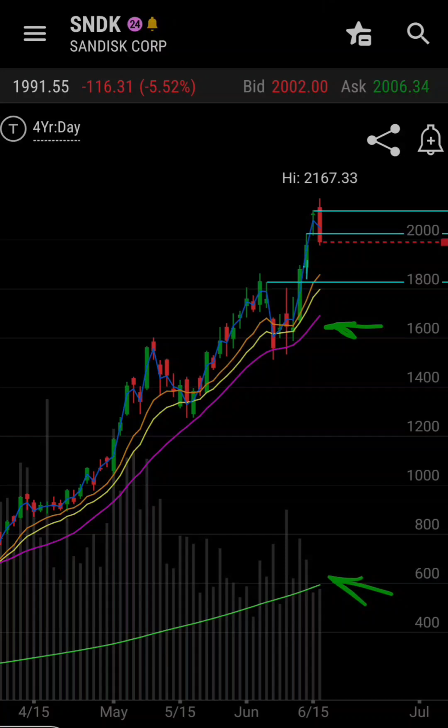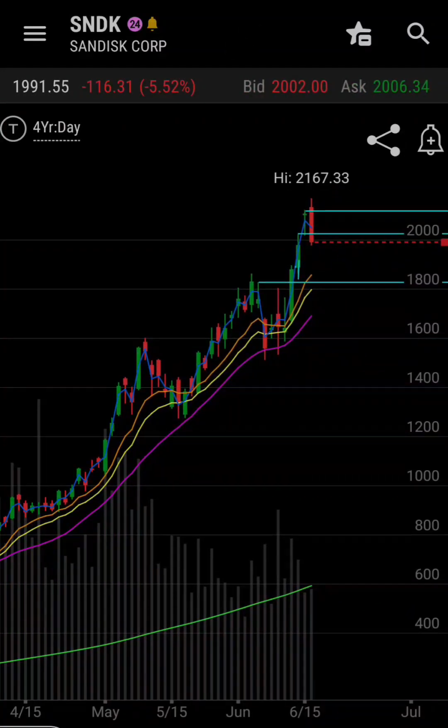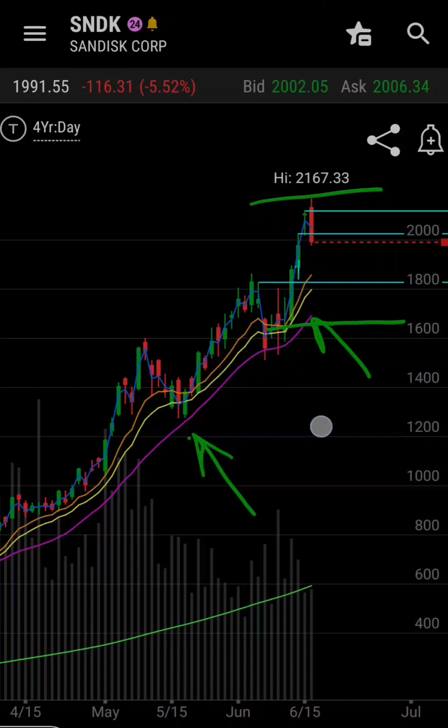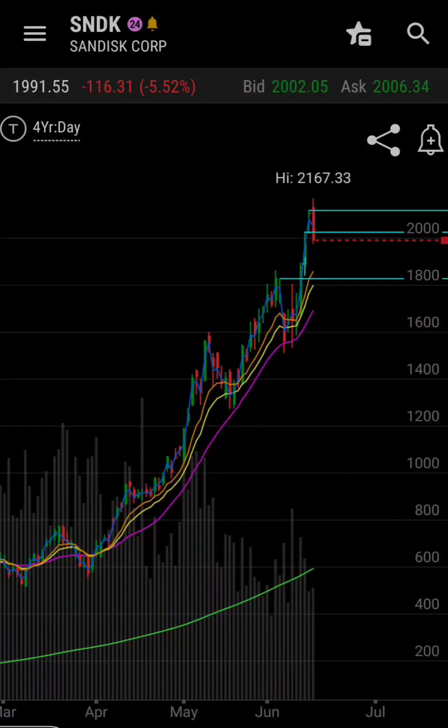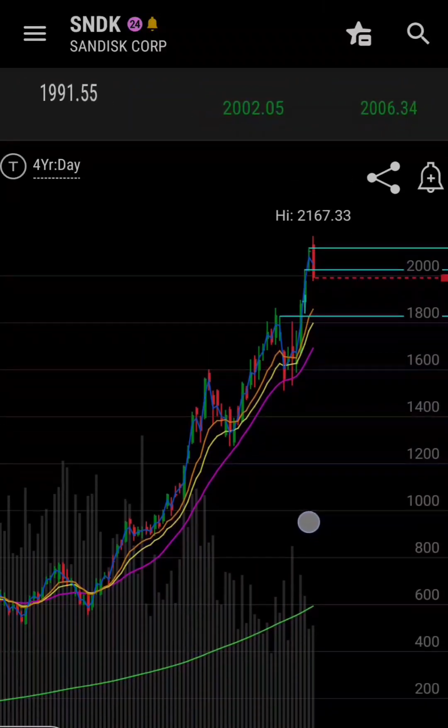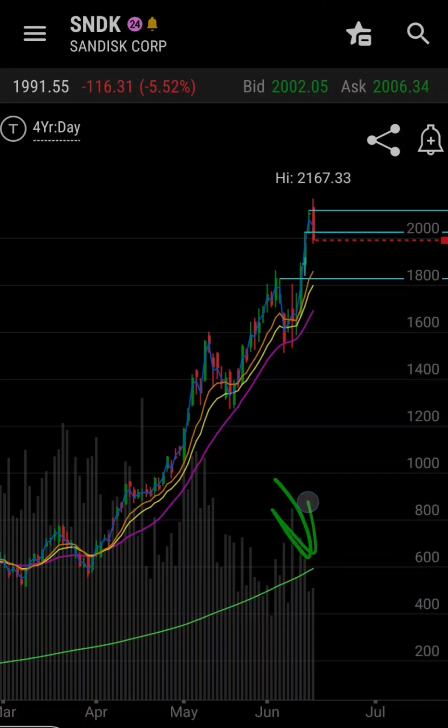As you can see right here, in a matter of 3 days, look how far SanDisk separated away from the 20 SMA. You see this space here? When you have that much space away from the moving average, one thing you can count on is that every stock, the price will eventually return to its moving average. And yes, SanDisk will eventually, at some point in time, return to its 200-day moving average.